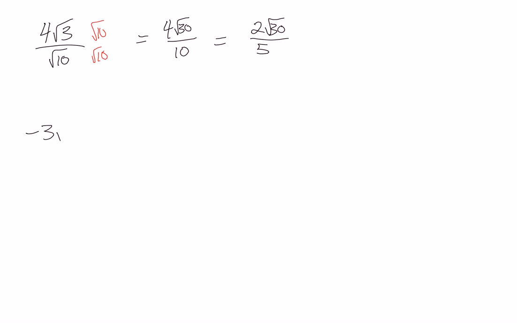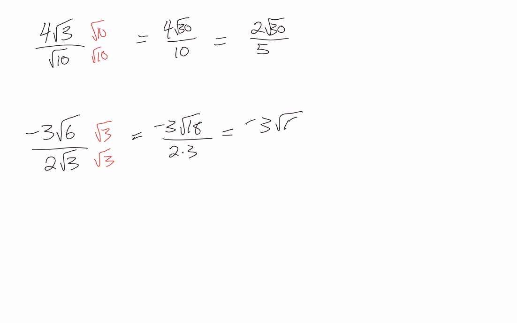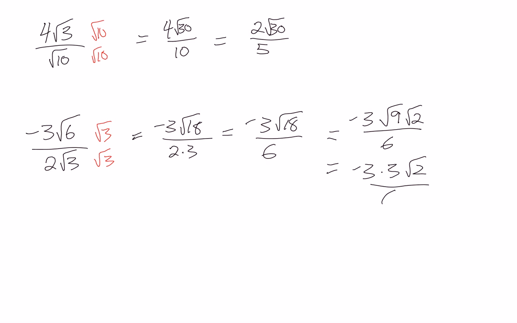So if I gave you negative 3 root 6, we're going to divide it by 2 root 3. So we'd rationalize by timesing it by just the root 3, top and bottom. So that gives you negative 3 root 18 divided by 2 times 3. So we'd have negative 3 root 18 over 6. So this one we can simplify. The root 18, we can break it into 9 and 2. So that would be negative 3 times 3 root 2. So that gives us negative 9 root 2 over 6.